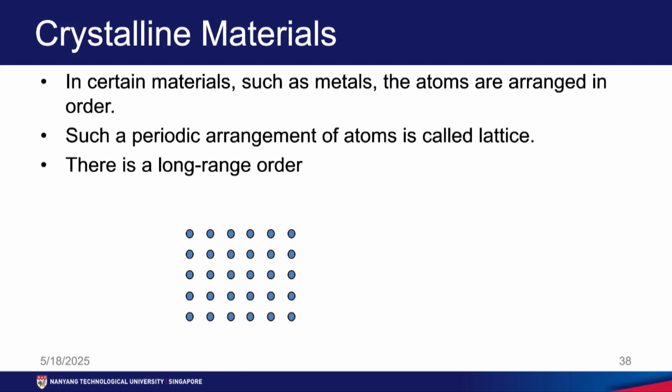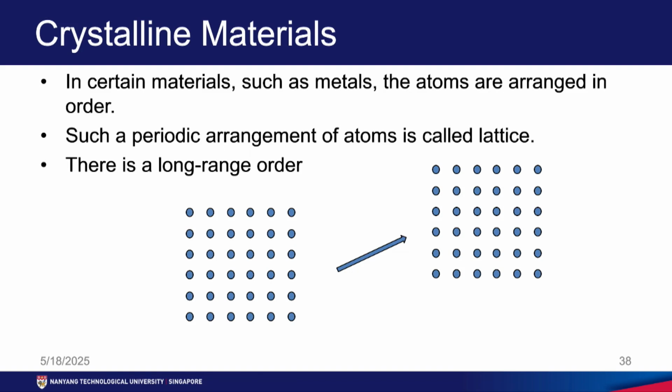And there is also long range order in some materials. For example, I look at the atoms in a certain place, I move several centimeters away from that location, I look at the atoms again, and if they are almost the same, then we can say that there is a long range order.